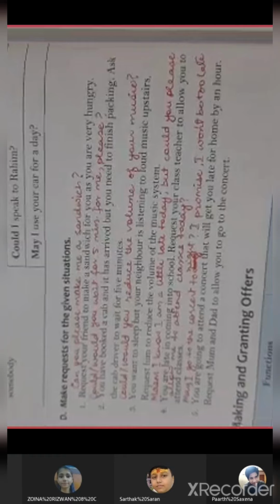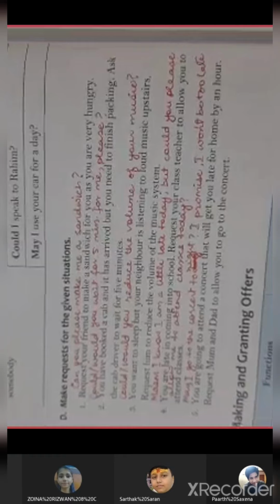Now come to exercise D. Make requests for the given situations. Put a tick mark on this. This whole exercise you will do in your copies. Okay, so we begin. Request your friend to make a sandwich for you as you are very hungry. Now answer. Can you please make me a sandwich? Question mark.